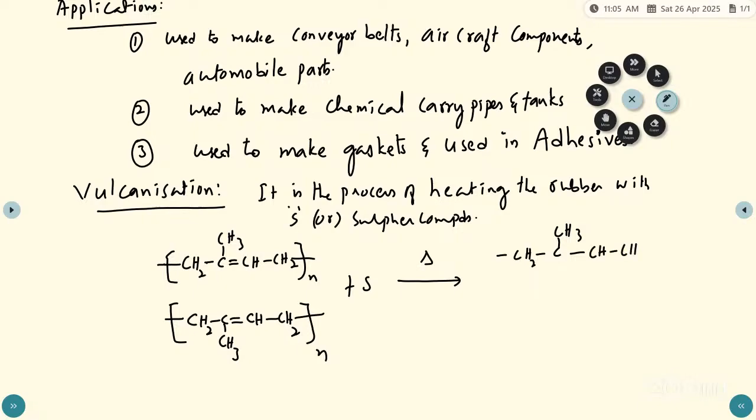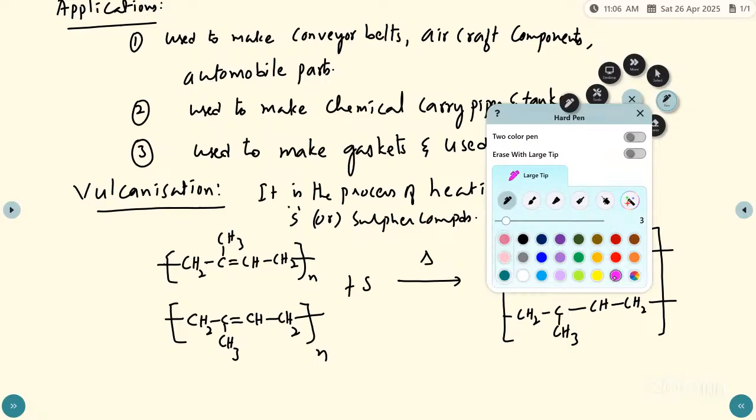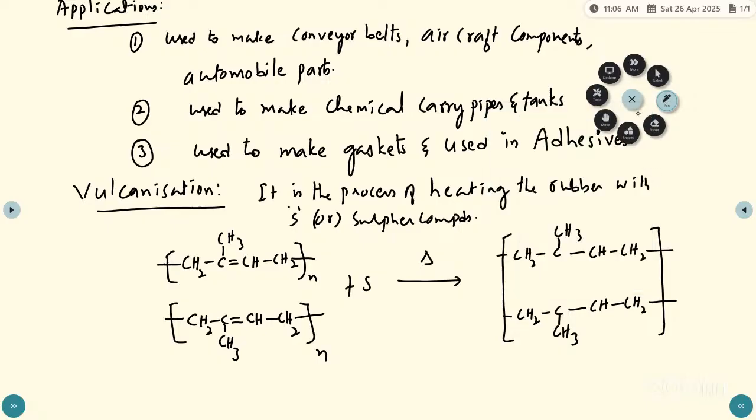CH2. This is the one unit. And another CH2 C CH3 CH2. This is the second unit. And in between these two, sulfur cross links are formed, like this. So here the sulfur and sulfur, between the carbon and carbon, these cross links are formed.